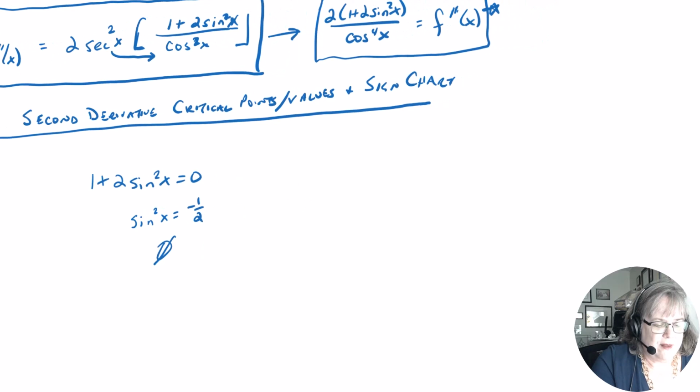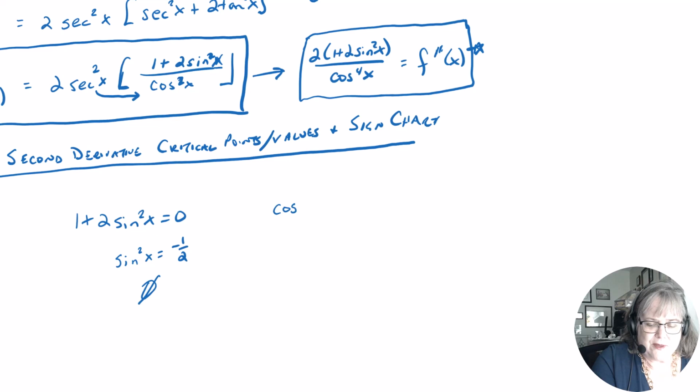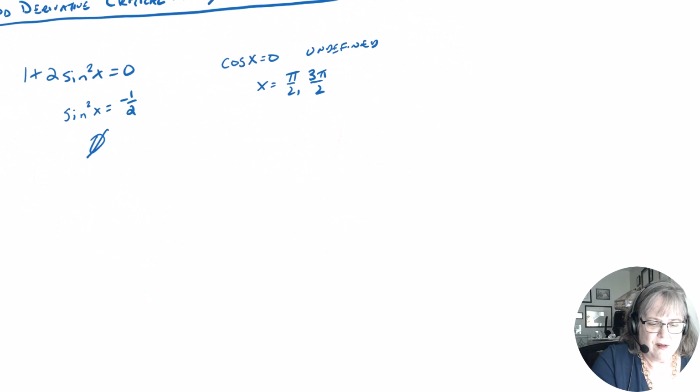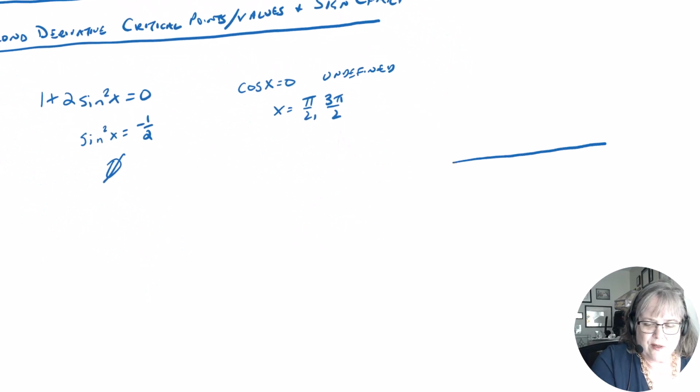Okay. And then from the denominator, it's the same old, same old. Where is cosine x equal to 0? Because that's where it's going to be undefined. And for us, that's going to be our pi over 2 and 3 pi over 2. And so our sign chart starts at 0, goes to 2 pi. Now down here it's closed. Over here at 2 pi it's open. Here's pi. So this is pi over 2 and 3 pi over 2.